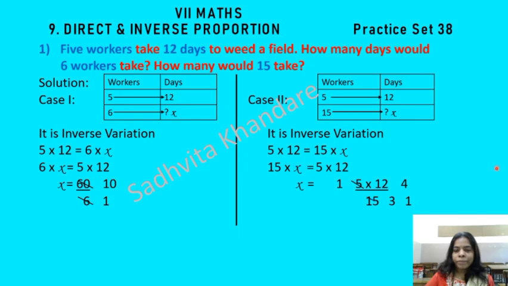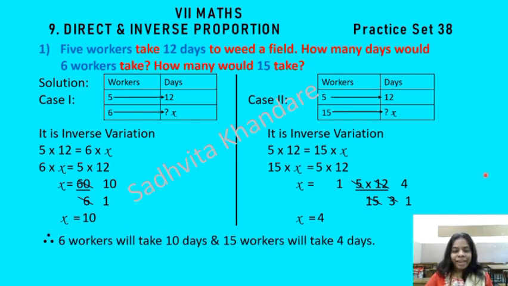5 1s are 5. 5 3s are 15. We are cancelling this and this with the table of 5. Now this 3 will cancel with this 12. 3 1s are 3 and 3 4s are 12. See, children, this is how we have cancelled the numbers here. So everything, here we see 1, here we see 1. So the only number remaining in this group is 4. Here X is equal to 10 and here X is equal to 4. Therefore, 6 workers will take 10 days and 15 workers will take 4 days, just 4 days.